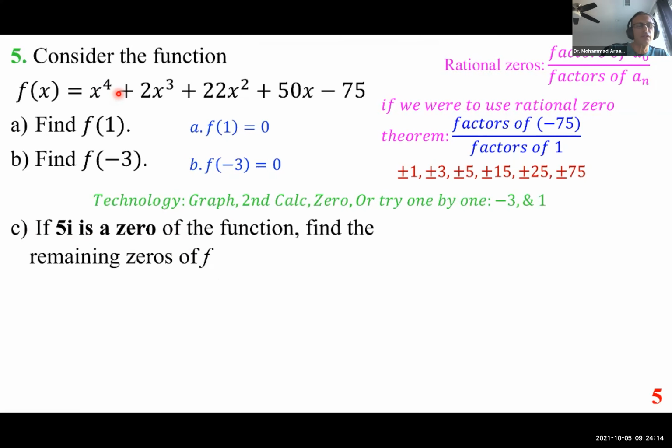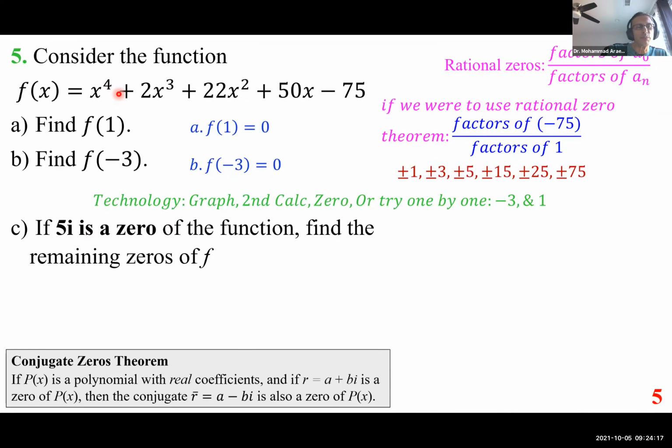And we do have this conjugate zeros theorem. If p of x is a polynomial with real coefficients, and if r equals a plus bi is a 0 of p of x, then the conjugate r bar, sometimes they call it z and z bar in many cases, depending on what text you're using, a minus bi, the complex conjugate, is also a 0 of p of x. So if it's 5i, the conjugate is negative 5i, everybody. So we have f of x equals x minus 1 times x plus 3 times x minus 5i, and because of this, x plus 5i.